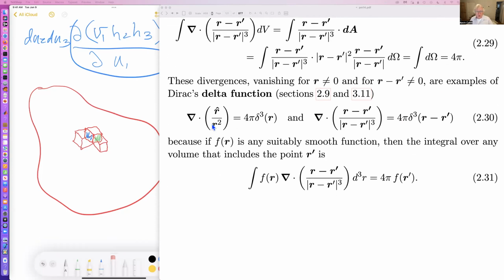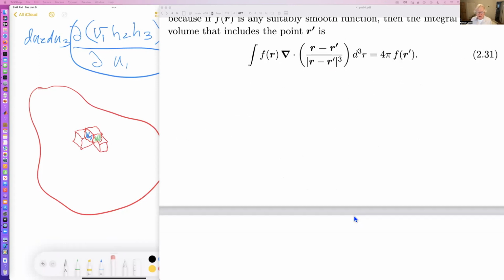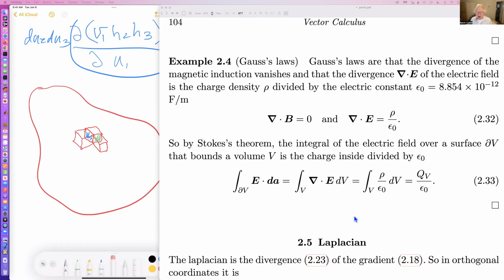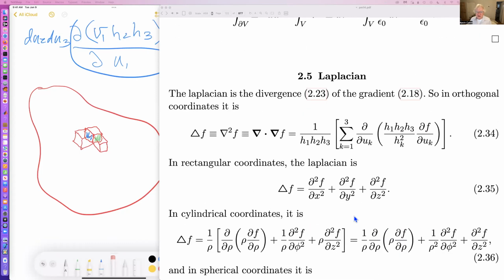And so what we say here is that this thing is a delta function. It's a representation of the delta function. Why is that? Well, if you integrate f of r times the divergence of this, r minus r prime over r minus r prime cubed, you get 4 pi times the value of f at r prime, as long as you integrate over a volume that includes the point r prime. So that's an example of a delta function. You should read that example.